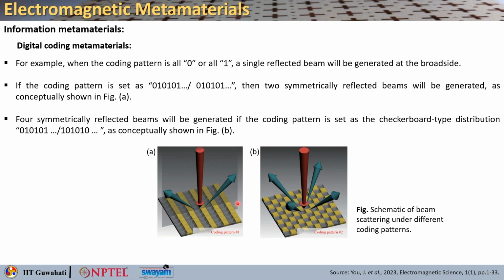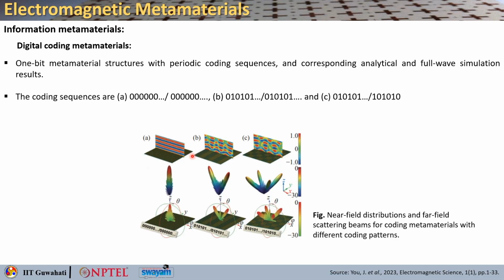If you change the coding pattern to a checkerboard kind of distribution, you will be able to generate 4 symmetrically reflected beams. So the same surface can give you different optical responses in real time based on the coding that you are doing. This kind of 0 and 1 possibility is also called a 1-bit metamaterial structure with periodic coding sequences, and they are verified using analytical and full wave simulations.